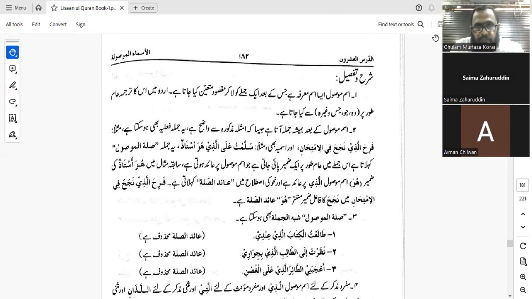So before continuing with our exercises, I would like to ask you the very important points we discussed in our previous class, our session about Asma'ul Mawsula. And I will also discuss a few of them today, and will try to go to the Quranic exercise related to Kana wa akhwatuha. So, sister, what were the points we discussed?